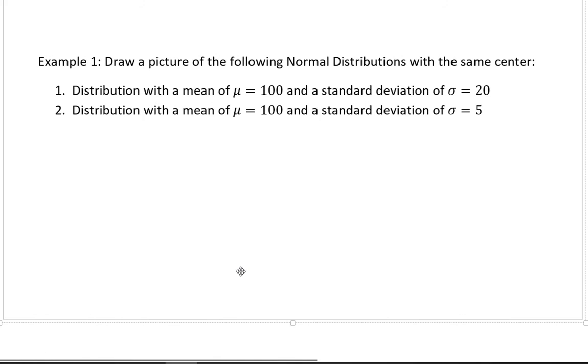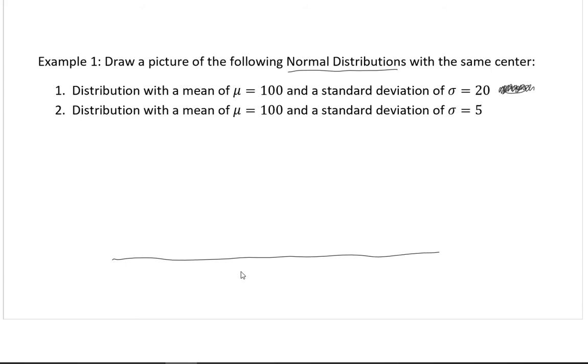So in this example, I have to draw a picture of the following normal distributions with the same center. Both of them are approximately normal. One distribution has a mean of 100 and a standard deviation of 20, and the other has a mean of 100 and a standard deviation of 5. I'm going to see if I can do these in two different colors. This first one I'm going to do in black, so I'll put a little black scribble next to it so you know which one I'm talking about.